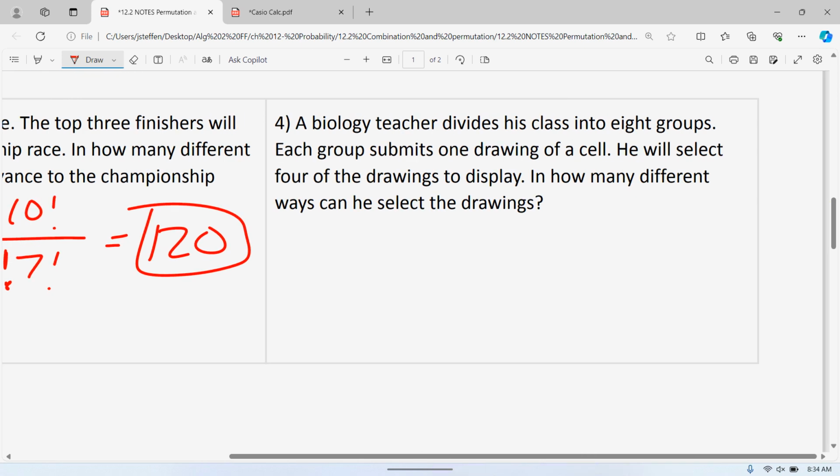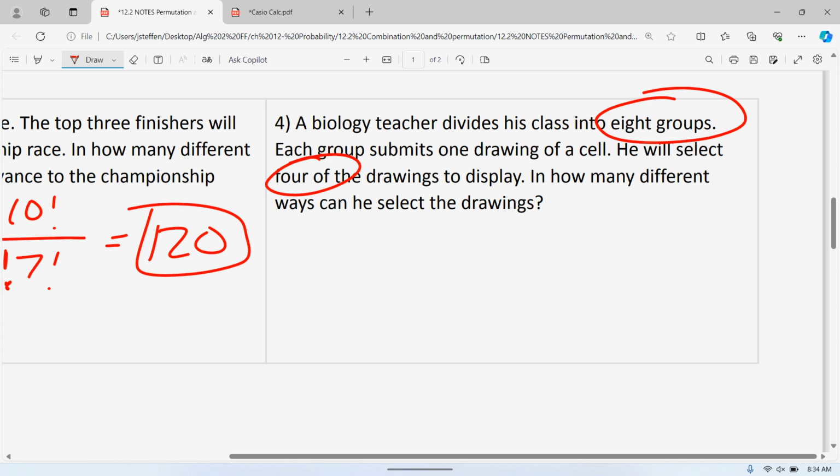Number 4, a biology teacher divides a class into 8 groups. Each group submits 1 drawing of a cell. He will select 4 drawings to display. How many different ways can he select the drawings? So there are 8 groups. He's selecting 1 drawing from each. So there's 8 drawings. He's picking 4 of them.